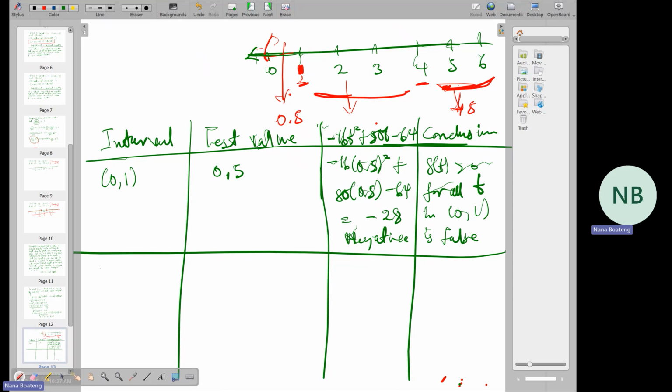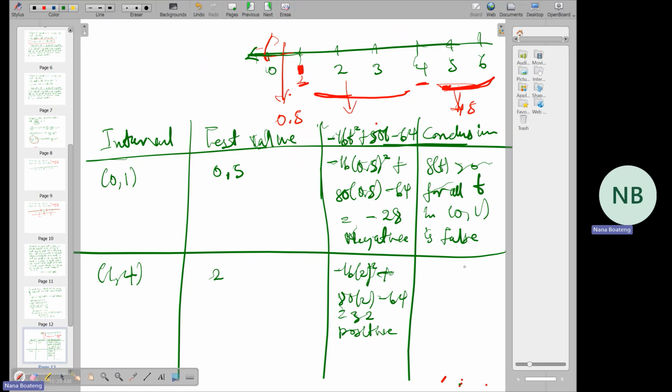Our next interval is 1, 4, and we pick a test value of 2. So we evaluate minus 16 times 2 squared plus 80 times 2 minus 64. And this equals 32. So we get a positive here.